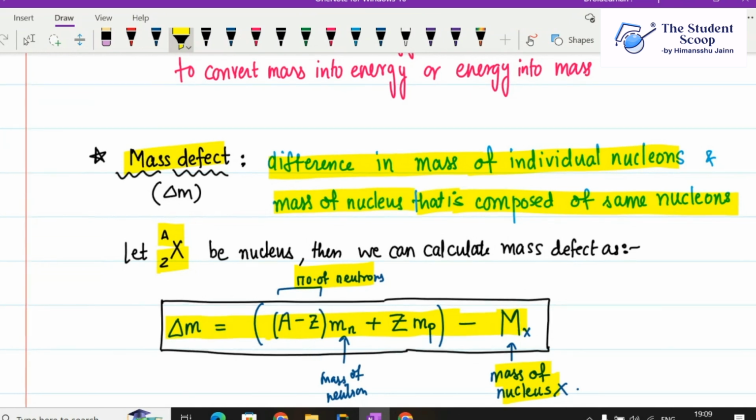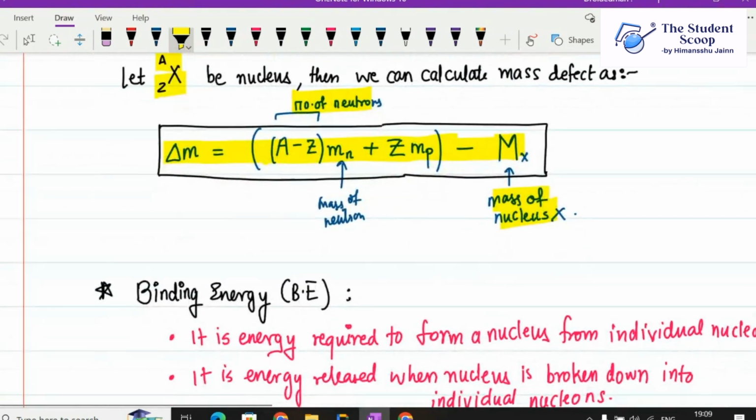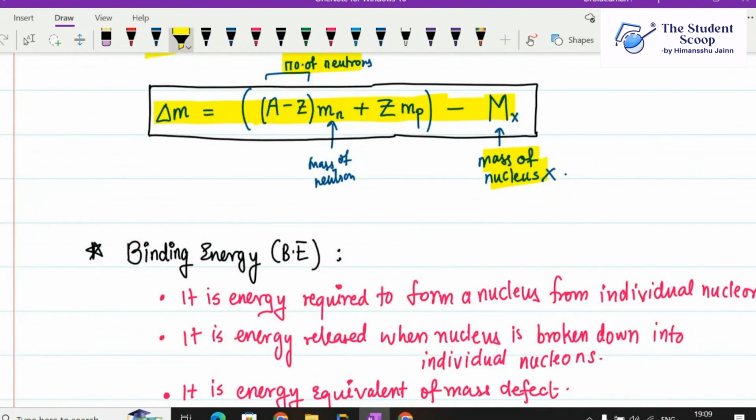Now why do we calculate mass defect? Mass defect tells us exactly how much energy is required to form a nucleus. That is called binding energy: the energy required to form a nucleus from individual nucleons. If you have separate protons and neutrons, how much energy will it take to bring them together inside a nucleus? That is the binding energy, and it can be calculated using mass defect.